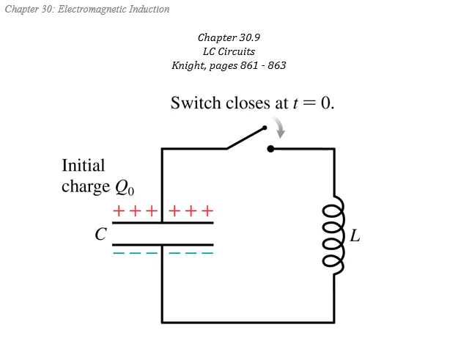This is beginning section 9 of chapter 30. It's lecture 27 from Monday the 6th of April. This section is going to cover LC circuits. So those are circuits that have inductors and capacitors in them. That's pages 861 to 863 from your textbook.